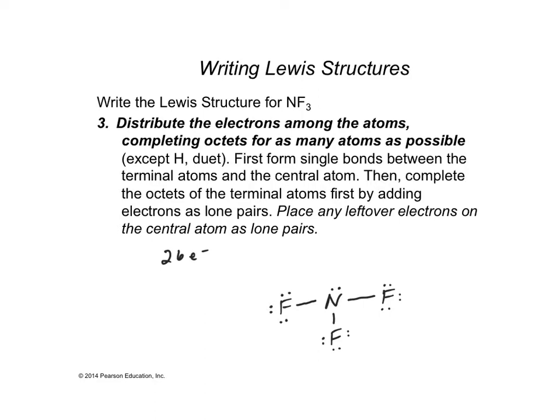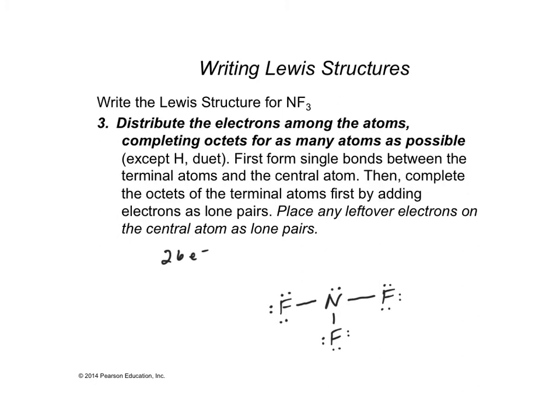So you've distributed everything. You've filled in all of the outer octets. If you have excess electrons, you're then going to put them as a lone pair on the central atom. That's 26. Is everyone happy in this structure? Everyone has an octet of electrons. Okay, so this is good. Nitrogen has 8, fluorine has 8, everyone's super happy.